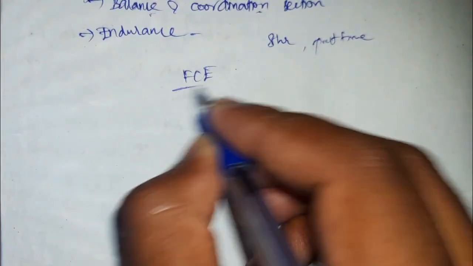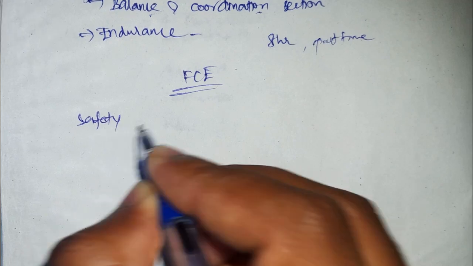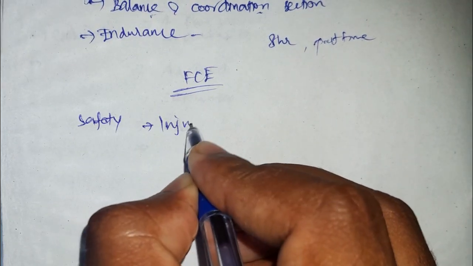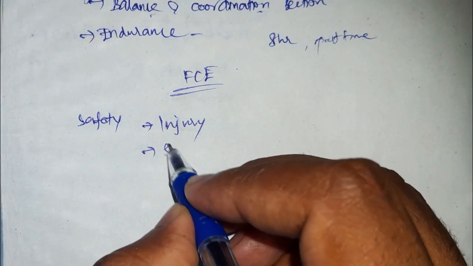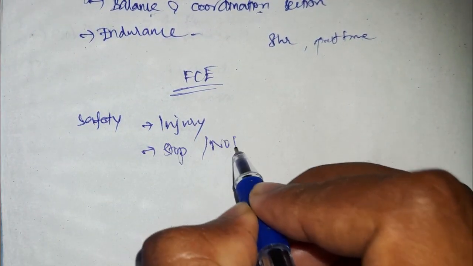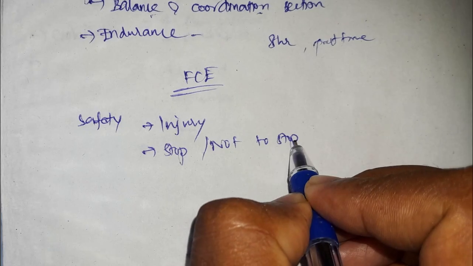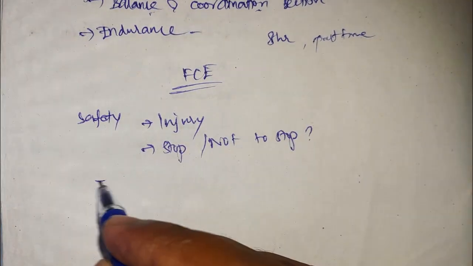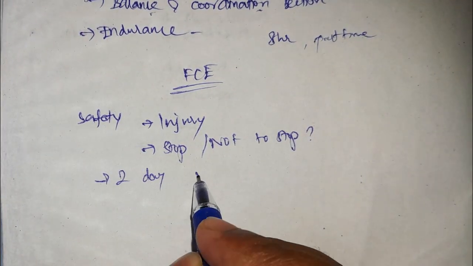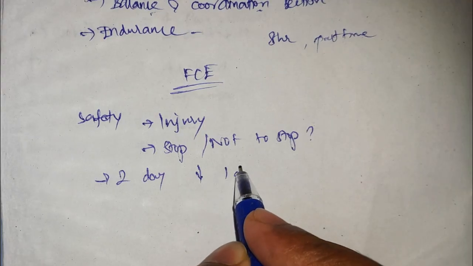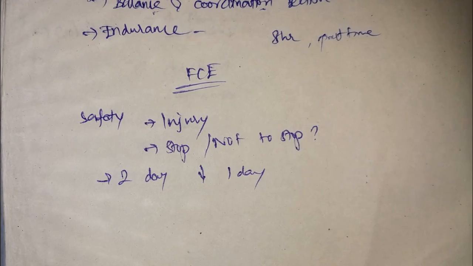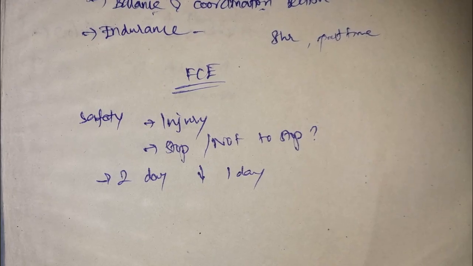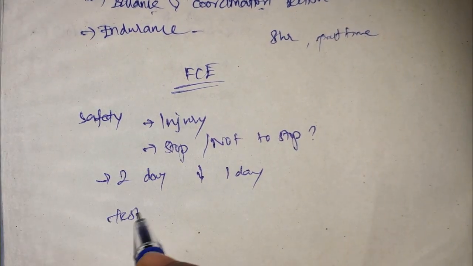During FCE administration we have to maintain safety. During evaluation we have to prevent injury; there should be no injury. We have to know when to stop and when not to stop. It may be a 2-day or 1-day assessment. At the same time, FCE has some limitations. Some persons may not project the test performance in their actual work.